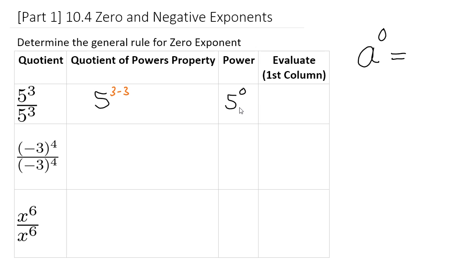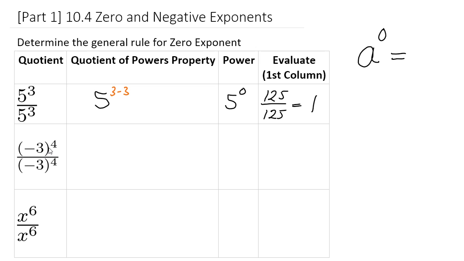In order to make a little more sense, let's evaluate the first column. So 5 cubed means 5 times 5 times 5, so that is going to be 125. For the denominator, it's the same quantity, 125. So anytime I divide a number by itself, that's going to be 1.